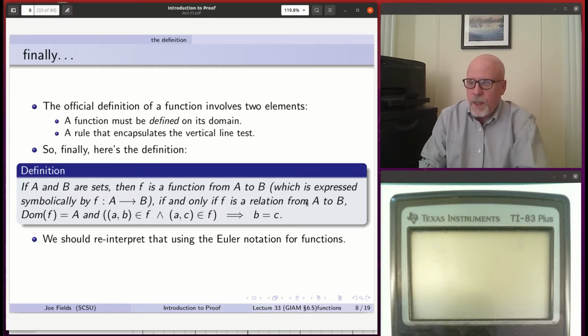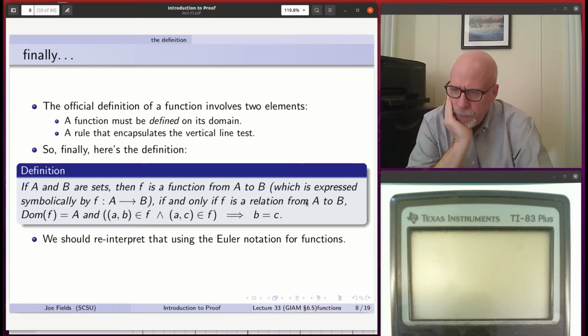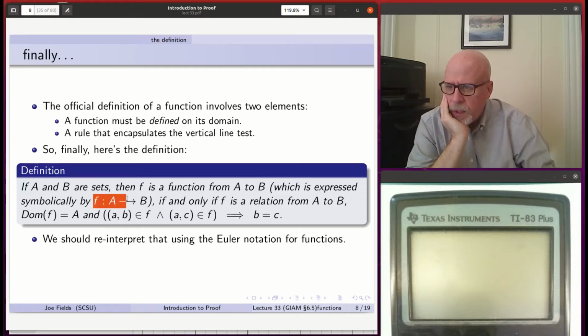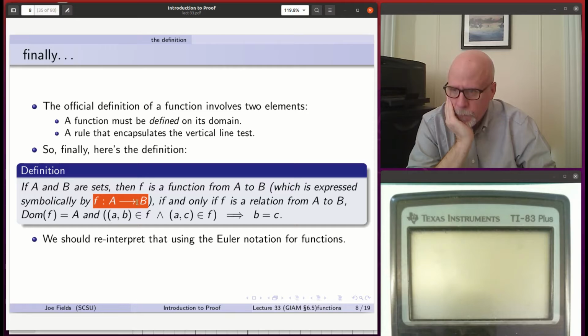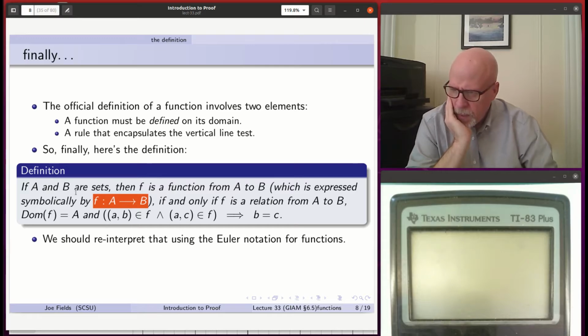This seems like a lot. If A and B are sets, then F is a function from A to B. And this is kind of important. The symbolic way to say that is F colon A long arrow B, and you read that as F goes from A to B. But anyway, that was in parentheses, so that's just a side note. Maybe I should read this without the side note in it. If A and B are sets, then F is a function from A to B if and only if F is a relation from A to B.